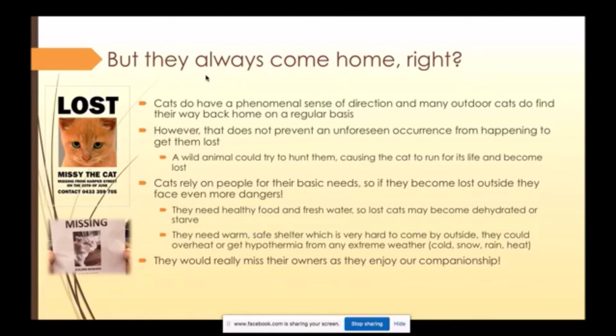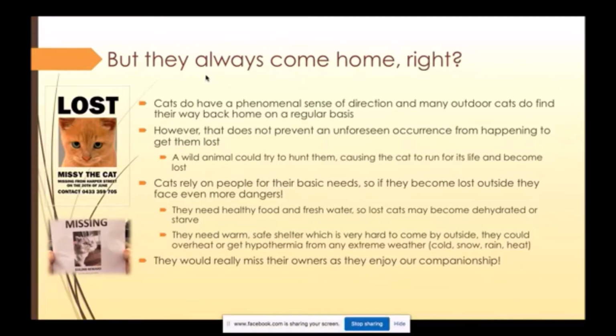And especially, it's just good to remember they would miss their owners as they enjoy our companionship. While cats are more independent animals, they're not group-centric animals like dogs, but they still rely on that companionship. They still like to have people around.